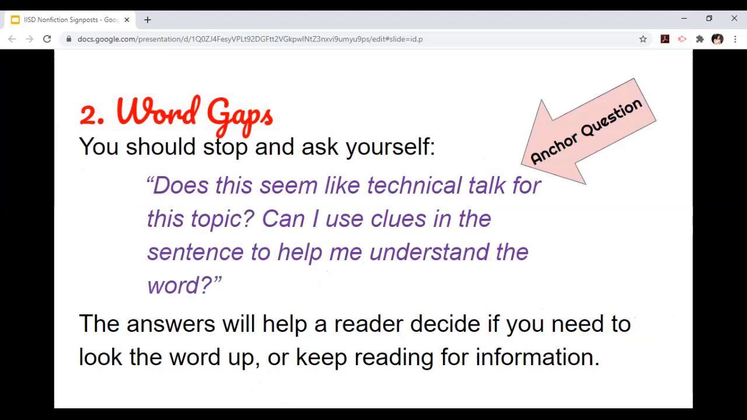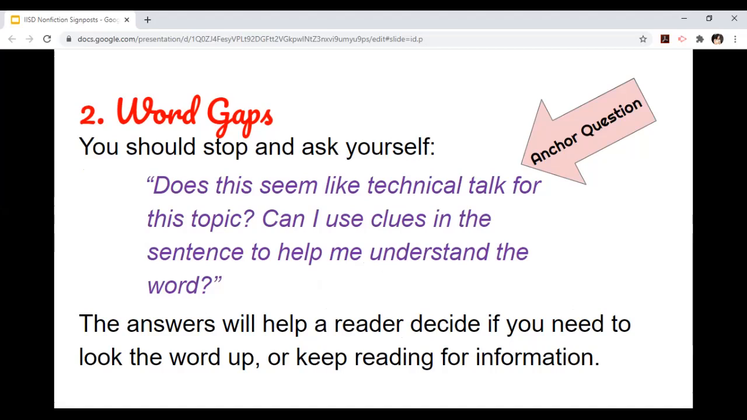So yes, this next slide says that when we get to those word gaps, we need to ask ourselves, does this seem like technical talk for this topic? Or can I use clues in the sentence to help me understand the word? That will help us decide if we need to look up the word or if we can keep reading for context clues or for more information.